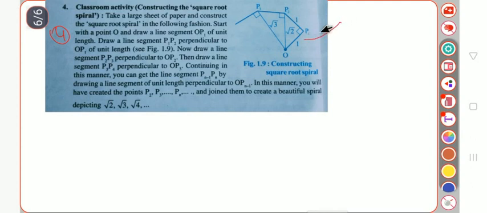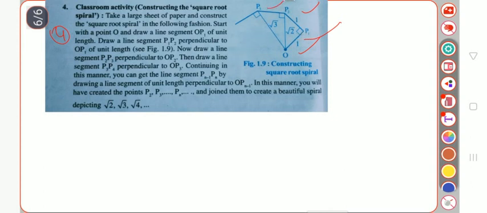We have to draw. Start with a point O and draw a line segment OP1. OP1 is this, of unit length, meaning the length is 1 unit. Draw a line segment P1P2. This is also of 1 unit, and it is perpendicular to OP1. Now draw a line segment P2P3.